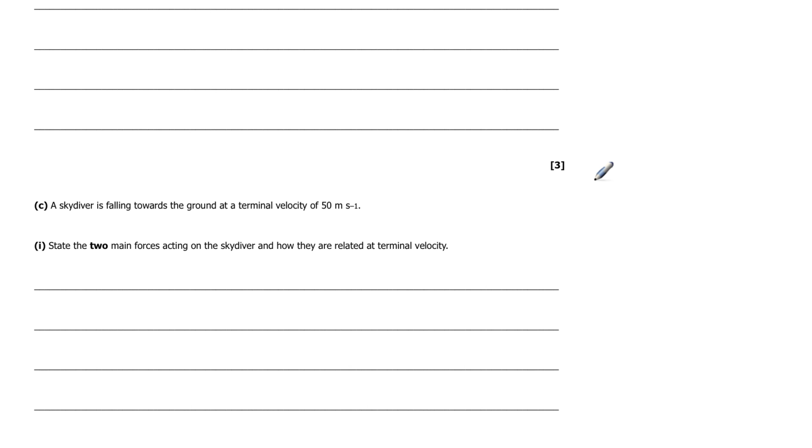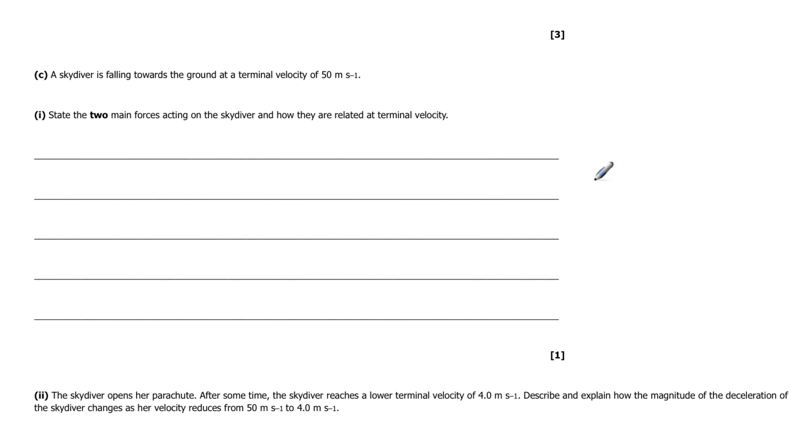Let's take a look at part C now. Part C is about a skydiver, and we need to state the two forces acting on the skydiver when they reach terminal velocity, and the two main forces are the weight and the drag, or we could have said weight and air resistance.